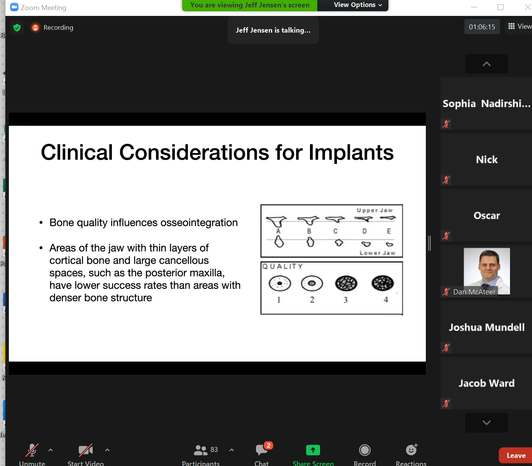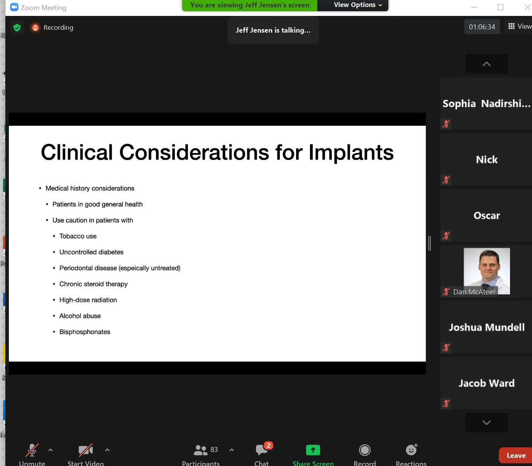It's typically what we see, though, that bone in the mandible is more dense than bone in the maxilla, and bone to the anterior tends to be a little bit more dense than bone to the posterior. Okay, so just a kind of a review there.